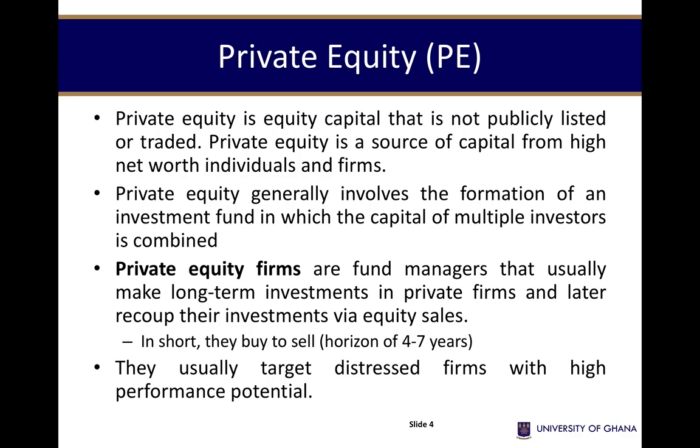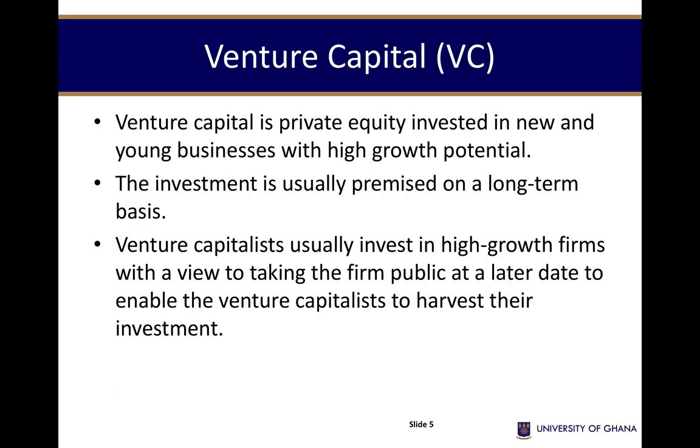is combined. So private equity firms can be seen as fund managers that usually make long-term investments in private firms and later recoup their investments via equity sales. So in short, they buy to sell, and their horizon usually works around 4 to 7 years. What they do is usually target distressed firms with high performance potential. We'll come to understand more of that as we move on.